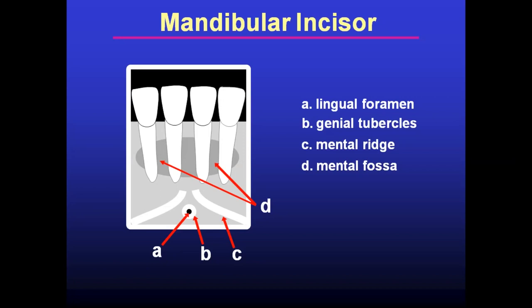To summarize now, in the diagrammatic representation of the mandibular incisors, these are the structures that you see here. This is your mental fossa, a radiolucent area seen between the middle third and the apical third of the roots of the mandibular incisors. Below the apex of your mandibular incisors, you have a radiolucent structure surrounded by a radiopaque outline, which is your lingual foramen. Within that you have a radiopaque mass, your genial tubercles. Then a V-shaped radiopaque outline is formed by the mental ridge.